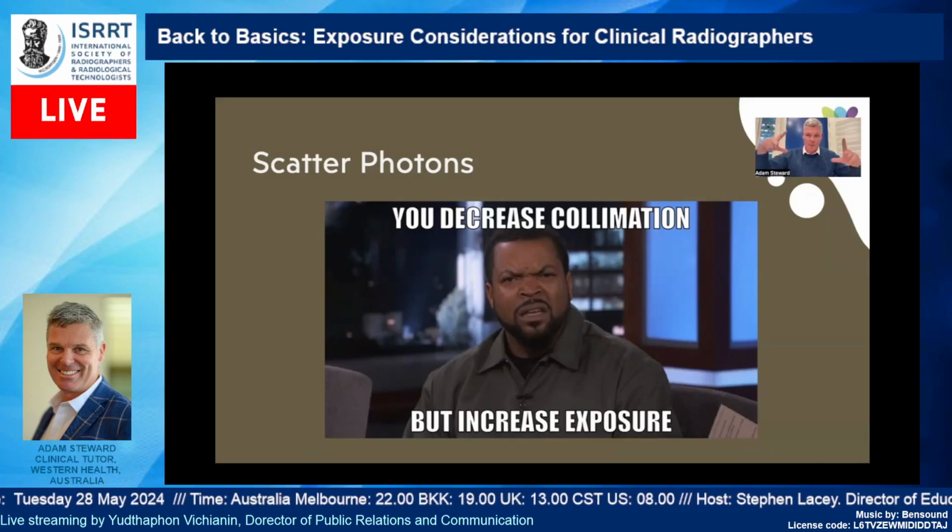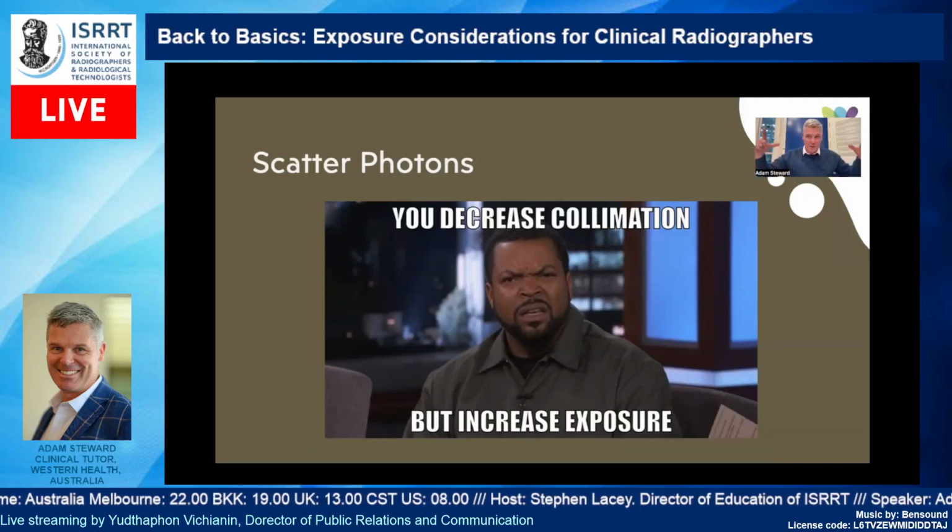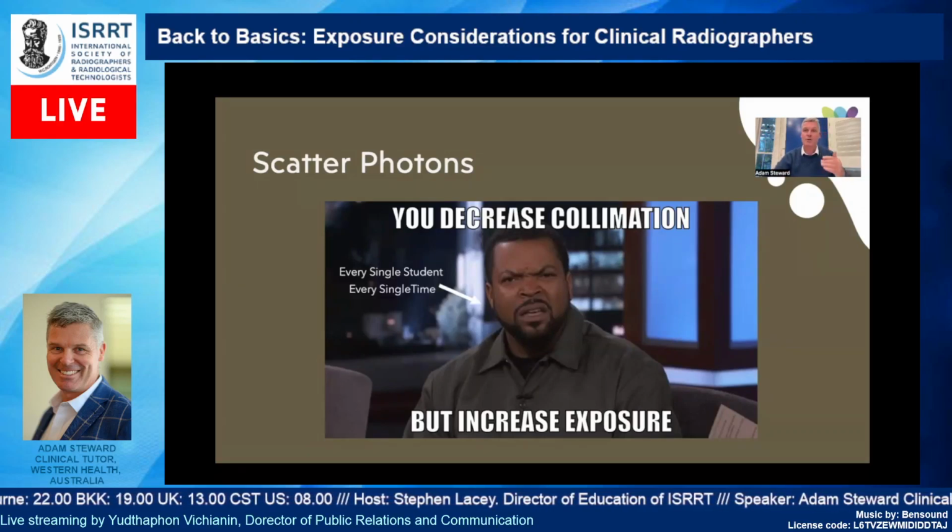If I collimate down really tightly, do I increase or decrease my exposure? They'll always say that you need to decrease it because you're putting all the intensity in this area. It's not true. Every single student, every single time, when you tell them that if you collimate tightly you need to increase exposure, will look like this. They just won't get it. But the reason is you're taking scatter photons away, so you're reducing actual photons at the detector.